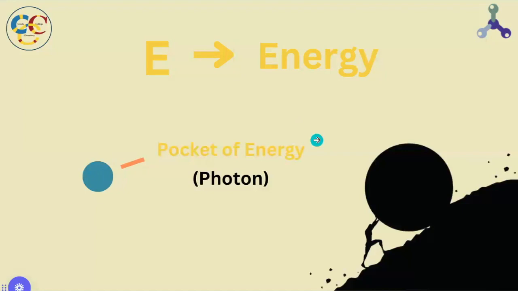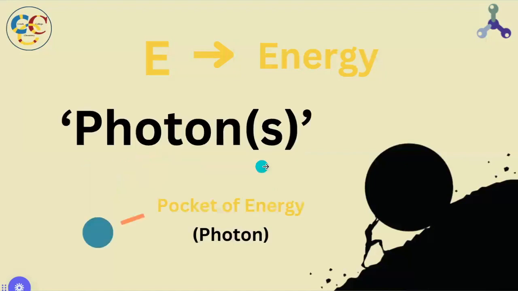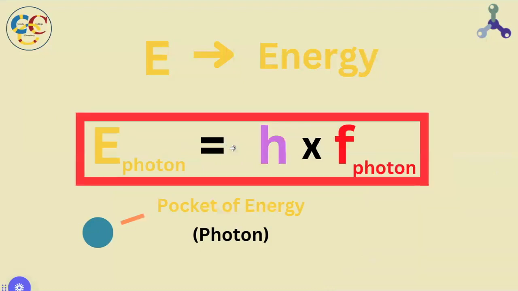Energy is one of the most defining features of the particle model of light, as we often describe light particles as pockets of energy, which we call photons. In other words, whenever we see the word photons, we automatically know that we are dealing with light as a particle. Energy of a particle is quantified using this equation.